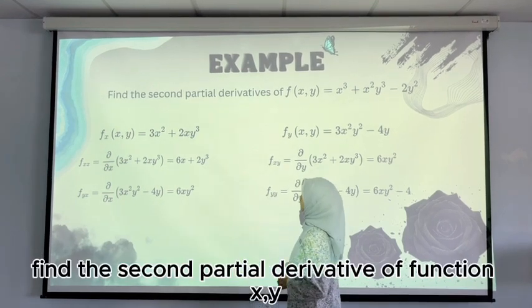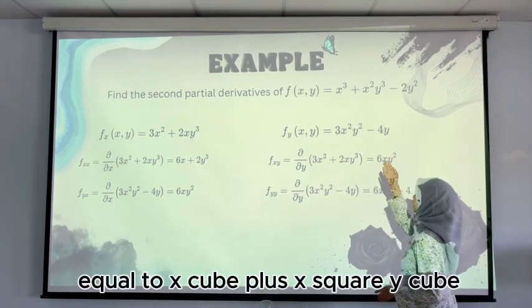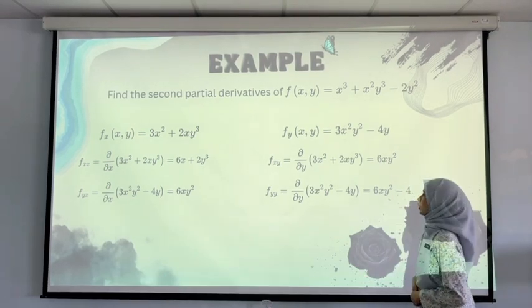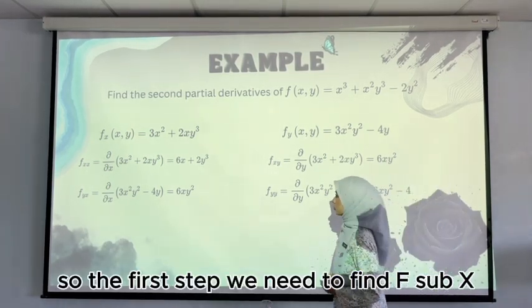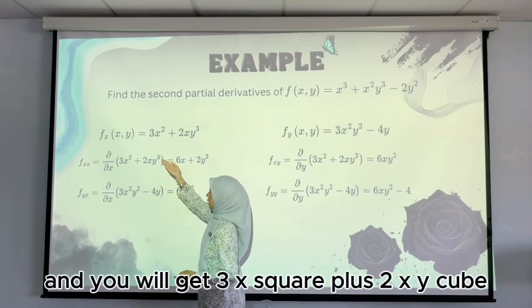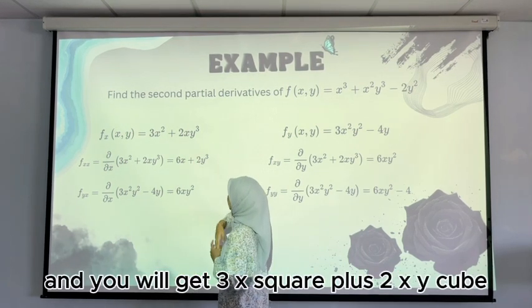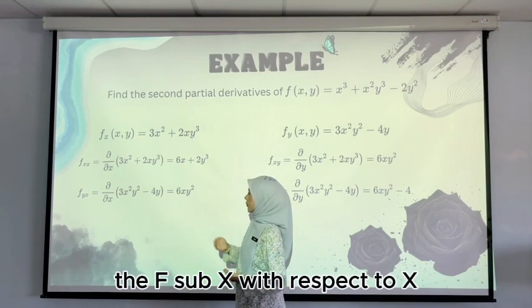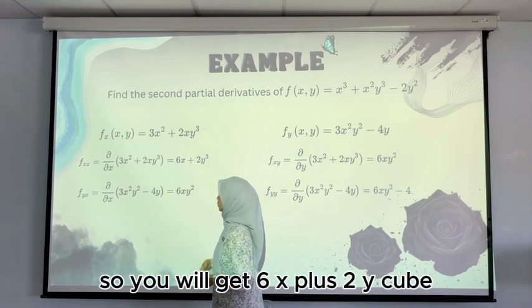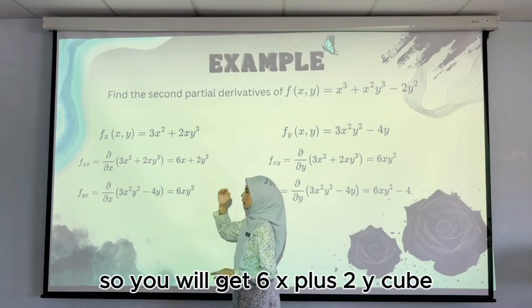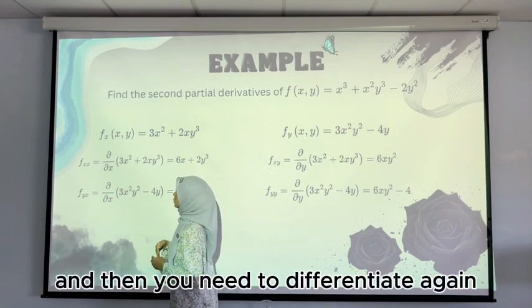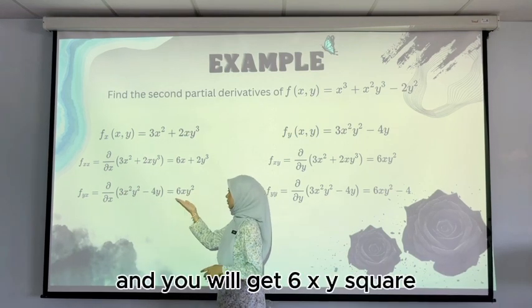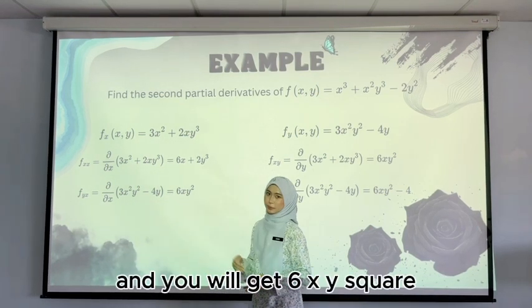Find the second partial derivatives of the function f of x, y equal to x cubed plus x squared y cubed. So the first step, we need to find f sub x, and you will get 3x squared plus 2xy cubed. And then we need to differentiate f sub x again with respect to x, so you will get 6x plus 2y cubed. And then you need to differentiate f sub x again with respect to y, and you will get 6xy squared.